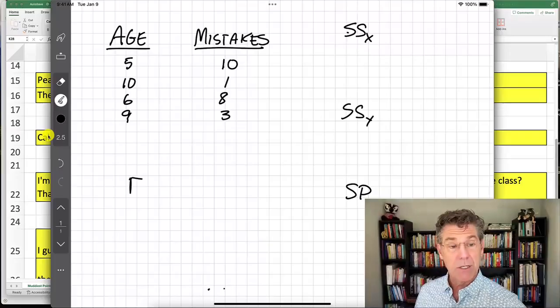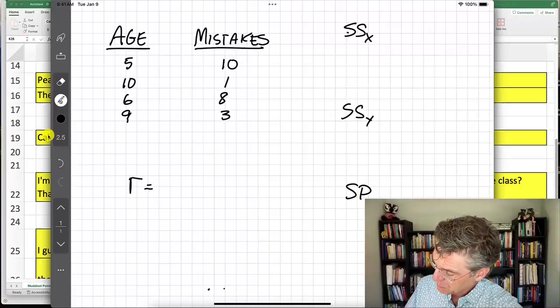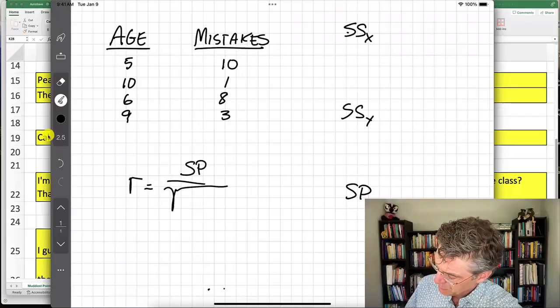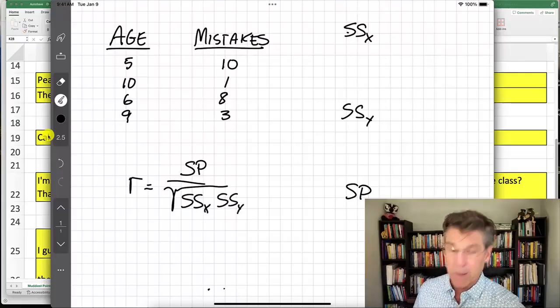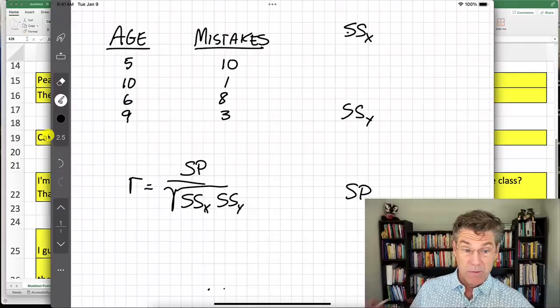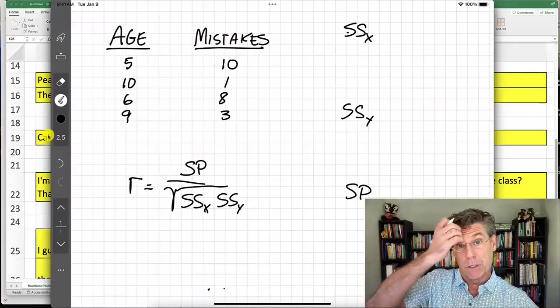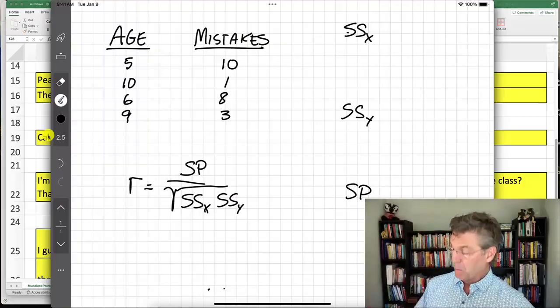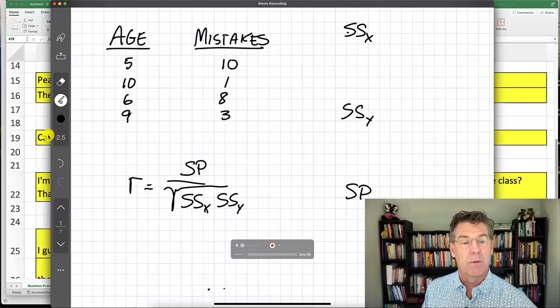So our correlation is an r, and r is equal to the sum of products over the square root of sum of squares x times sum of squares y. This r is our final calculation. That's when we calculate our correlation. It's a correlation coefficient. But you'll notice that formula has three parts to it. It's got a sum of products, sum of squares x, and sum of squares y. So we need those formulas.